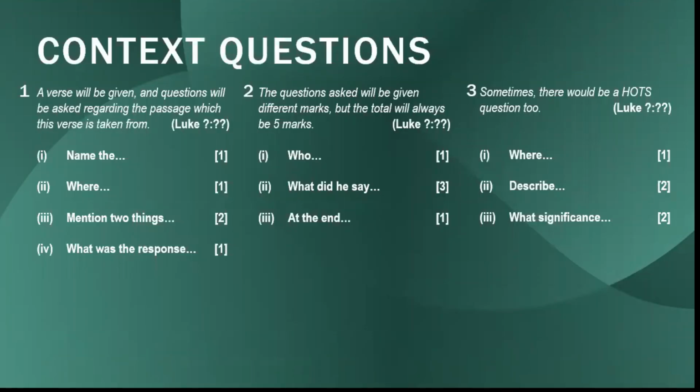You notice that a verse will be given and the questions will be asked regarding the passage from which this verse is taken from. Question asked will be given different marks, but the total will always be 5 marks. You will notice the first one is 1121, the second one 131, and the third one 122. It doesn't matter whatever marks they will give, the total will still be 5 marks each. Sometimes there would also be a hot question in context questions.